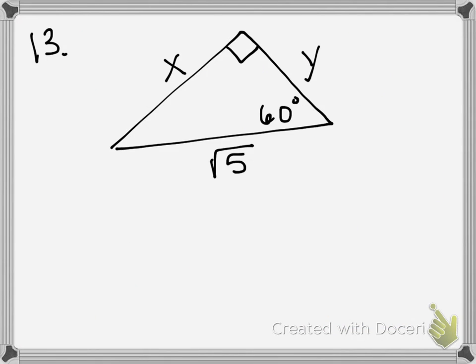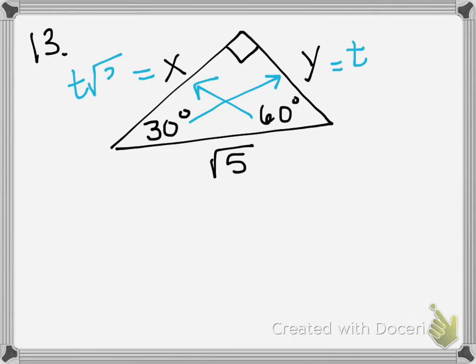Okay, here's the last one. This is number 13. So the steps we've done so far: fill in the missing angle. This is 30 degrees. Label your sides. Opposite of 30 is t. Opposite of 60, t square root of 3. Opposite of 90 is 2t.